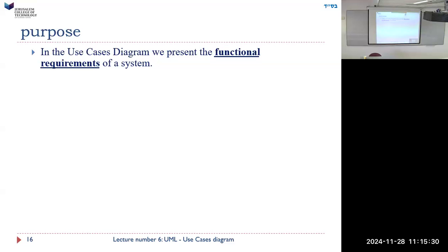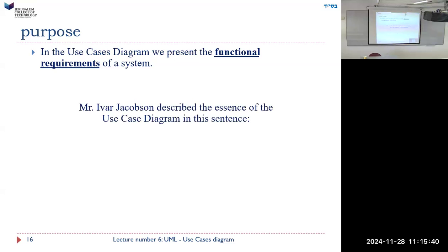Purpose. In the use case diagram, we present the functional requirements of the system. In other words, you should see everything your system does. You guys are gonna have to do this. Jacobson, who's one of the people of the three amigos, they call them, described the essence of a use case in this sentence: the way in which a user will use a system. That is the main guideline for it. In other words, how do I want to use the system?